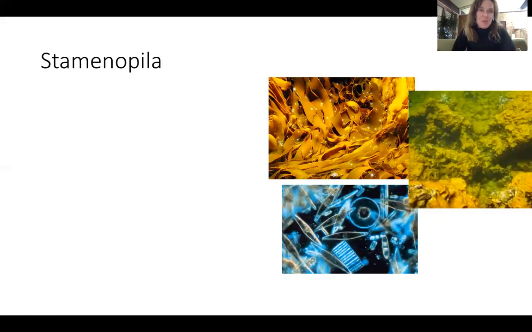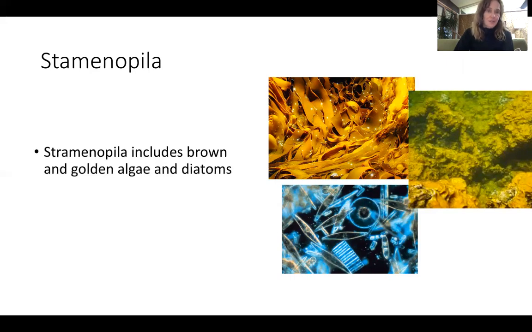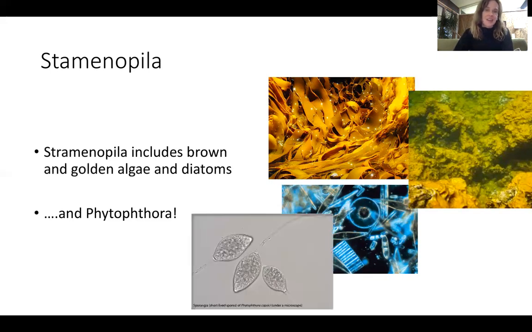Now, Stramenopila, let's stop there because you guys are probably familiar with Stramenopila. These are the macro and some micro algae. They can be big and they can be little, but you've probably seen them. You've seen diatoms, you've seen bull kelp, you've seen all of these things. These are the algae we're really familiar with, brown and golden algae and diatoms. And Phytophthora and oomycetes. And they look kind of like this.